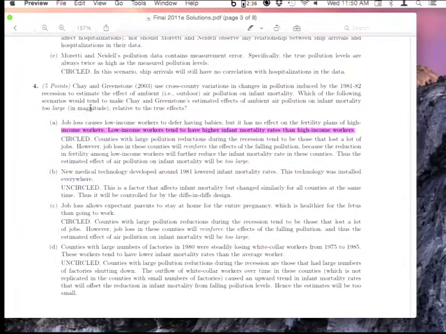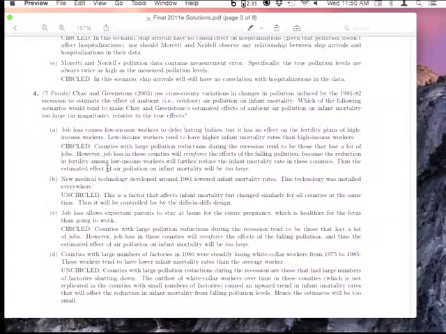So the question says which of the scenarios are going to make the estimated effects of air pollution on infant mortality too large in magnitude relative to the true effect. So basically, when are they going to end up overestimating the effect, which is okay. In this case it's a positive relation. We think that if air pollution goes up, then infant mortality should probably go up as well. So the first scenario is that job loss causes low-income workers to defer having babies, but has no effect on fertility plans of high-income workers. Low-income workers tend to have higher infant mortality rates than high-income workers.